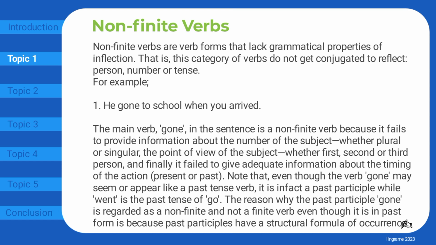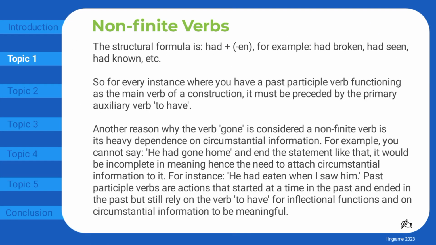The reason why the past participle gone is regarded as a non-finite and not a finite verb even though it is in past form is because past participles have a structural formula of occurrence. The structural formula is, had plus, n, for example, had broken, had seen, had known, etc. So for every instance where you have a past participle verb functioning as the main verb of a construction, it must be preceded by the primary auxiliary verb to have.